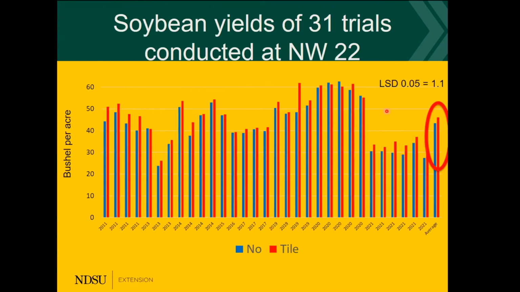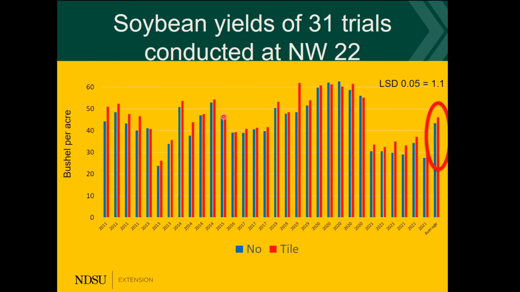As I mentioned, I have been working with this tile site for quite a number of years. So what I did just recently is to look at 31 trials starting in 2011 all the way to last year. And again, this graph is organized with each year. The blue bar is the yield in bushels per acre from soybeans with no tile. The red bar is the yield with tile.